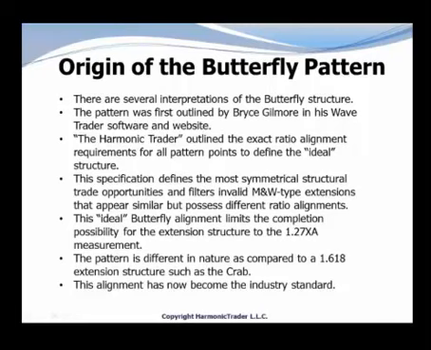And this is very important, as we've seen in the difference with the BAT and the Gartley, and for all harmonic trading strategies and trading in general, precision is the key, because we eliminate mistakes when we're as precise as possible. Now, this ideal butterfly alignment limits the completion possibility for the extension structure to solely the 1.27 XA measurement. The pattern is different in nature as compared to a 1.618 extension structure, such as the crab, that we'll get into a little bit later. And now my interpretation of the butterfly pattern has actually become the industry standard, and my differentiation actually helped refine the understanding and truly outline the best, most consistent opportunities.